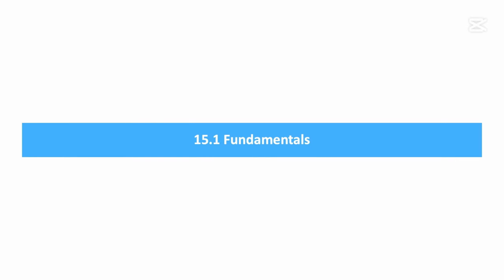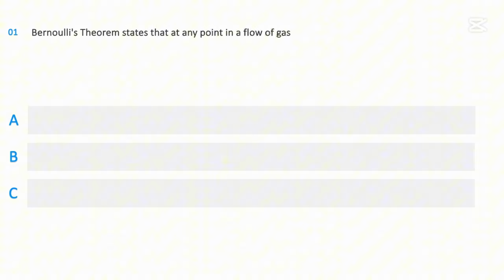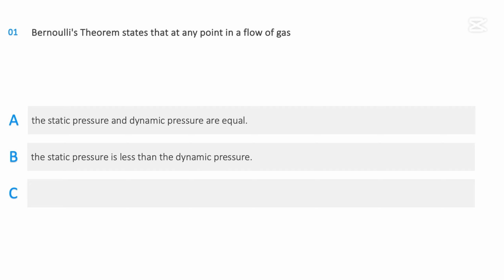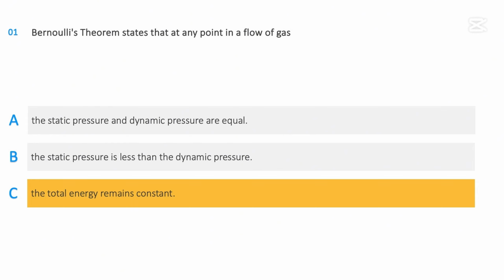Subsection 15.1, Fundamentals. Bernoulli's theorem states that at any point in a flow of gas, the static pressure and dynamic pressure are equal. The static pressure is less than the dynamic pressure. The total energy remains constant. The correct answer is: the total energy remains constant.